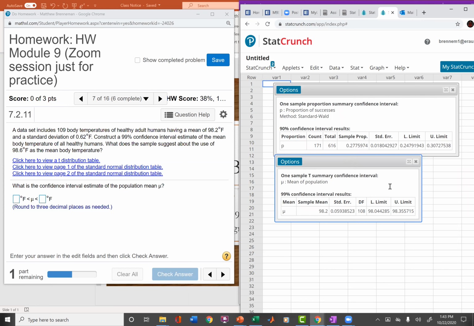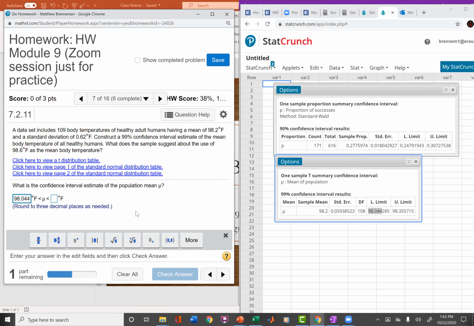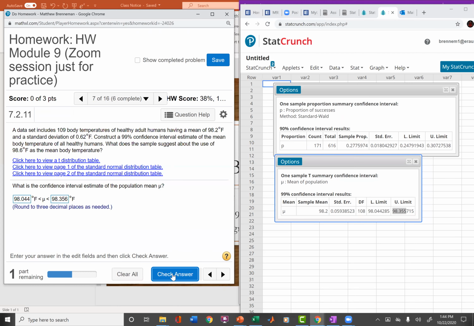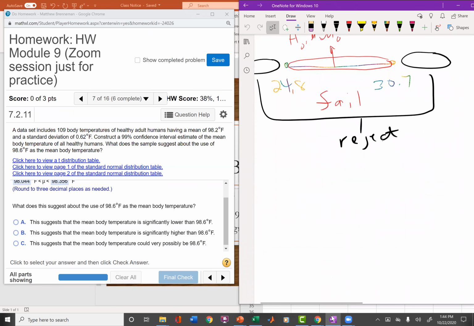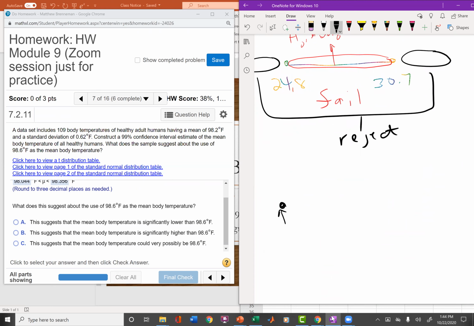And so there's our upper and our lower limit, right? 98.044 and 98.356. Okay. So now they're going to ask, what about the use of 98.6 as the mean body temperature? Let's look at our results. Okay. Based on our study, we say that we think the actual value for the average body temperature is between 98.044 all the way up to 98.356.